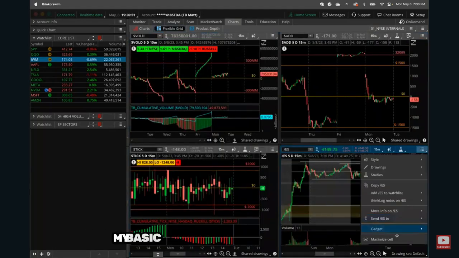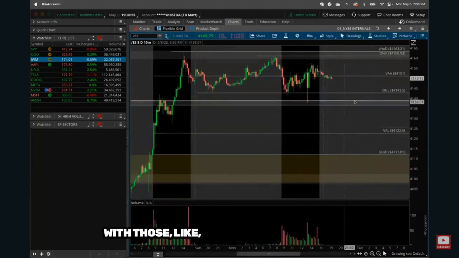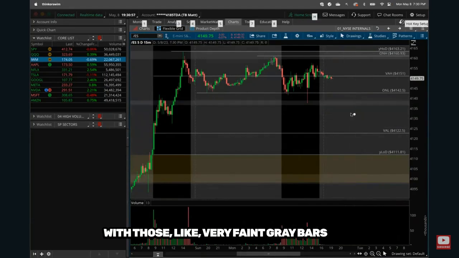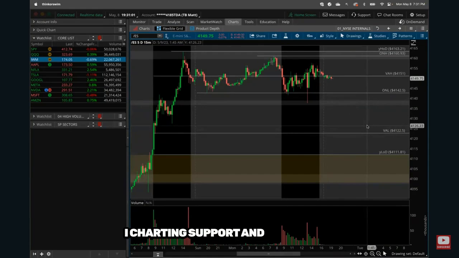Yeah, my basic question about it is, when I see your key level of supports where you fill it in with those very faint gray bars, it's just making me wonder: am I charting support and resistance correctly? Like, how exactly do you do it, and what are the requirements for you to be able to chart a specific level as a support or resistance area?